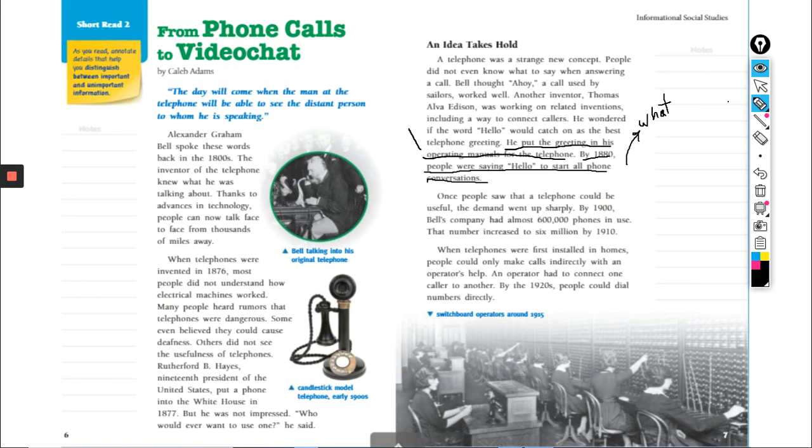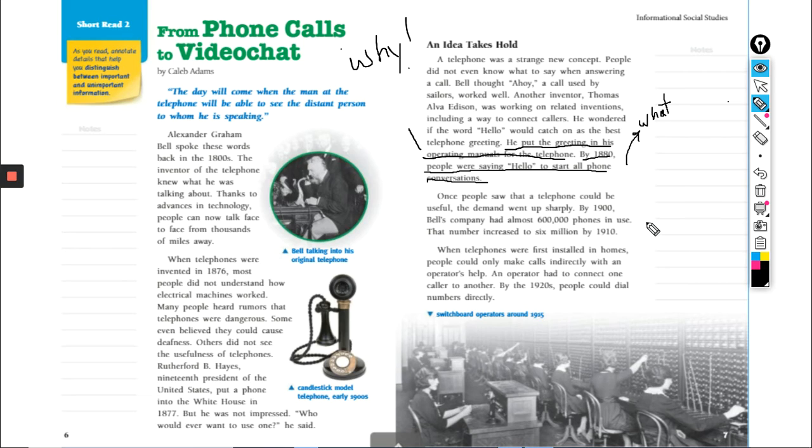So this is our why. Okay, so why did that become a thing? It was because Thomas Alva Edison wanted people to use it, so he put it into his learning manuals. That is our cause and our effect. Now let's take a look at this next paragraph. Let's see if we can identify another cause and effect here within our text structure.